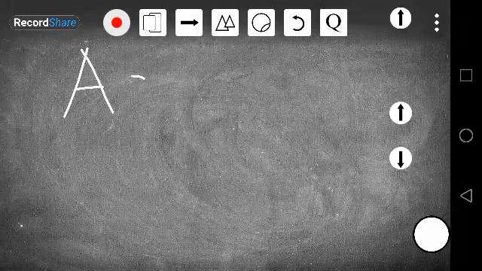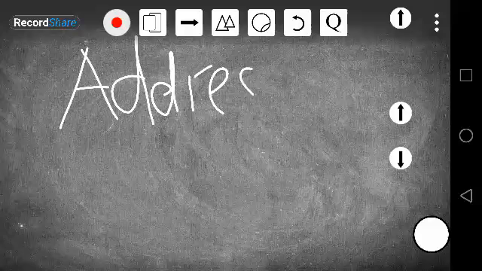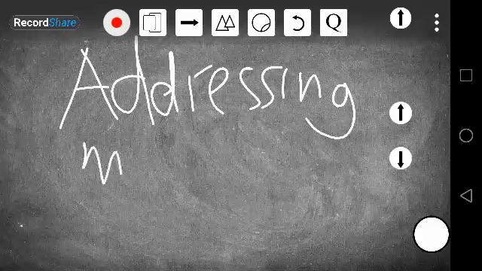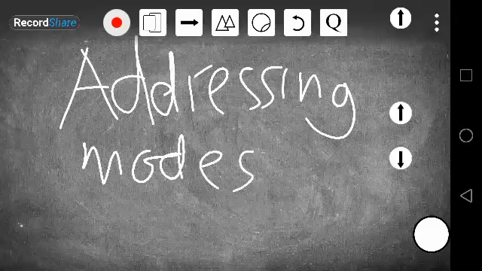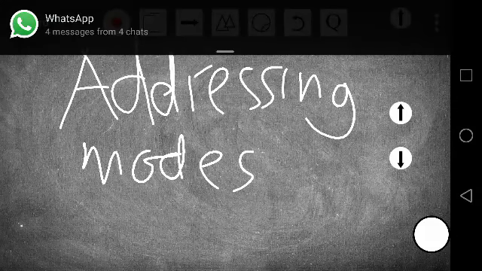Today we are going to look at addressing modes. Okay, so someone may ask, what is this all about? What are addressing modes?